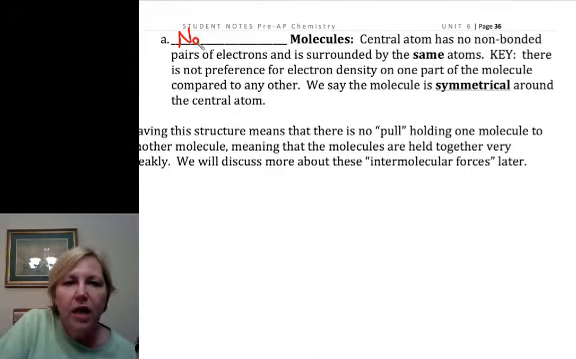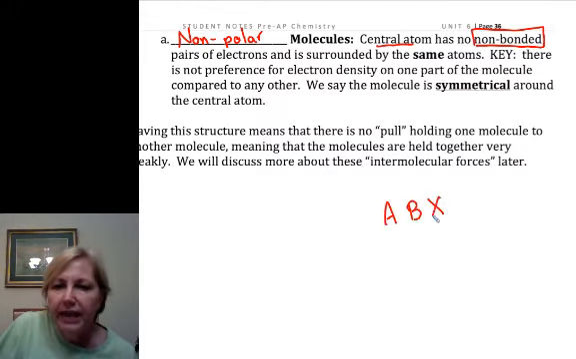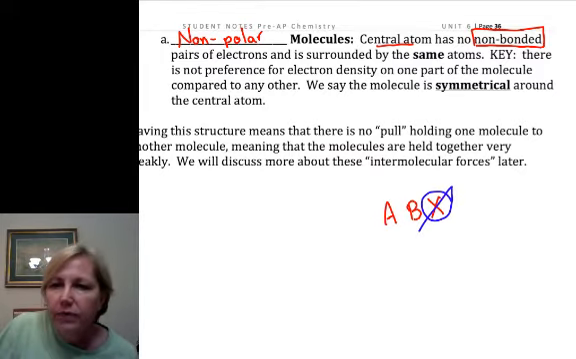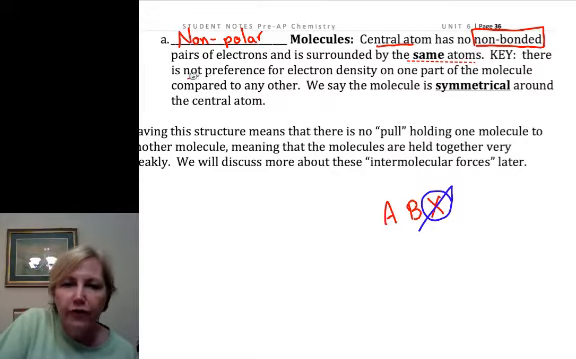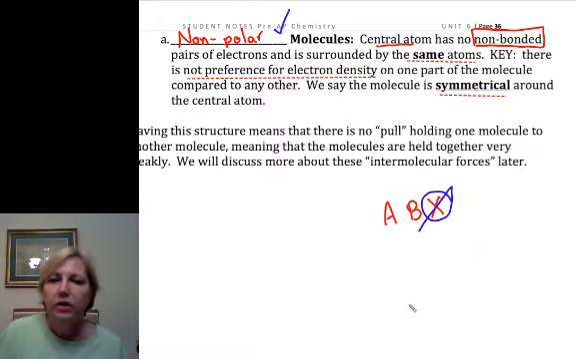So in non-polar molecules, the central atom, and this is key, has no non-bonded pairs. In other words, when you're doing your ABX formula that we taught you, there's no X. All right? And it's surrounded by the same atoms. There's no preference of electron density on one part of the molecule. It's symmetrical around the central atom, and we call it a non-polar molecule.